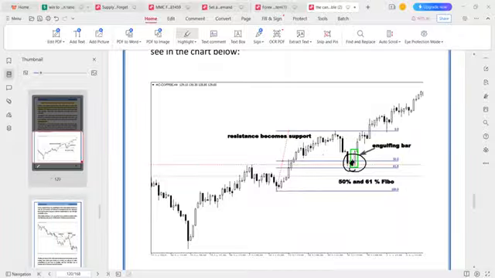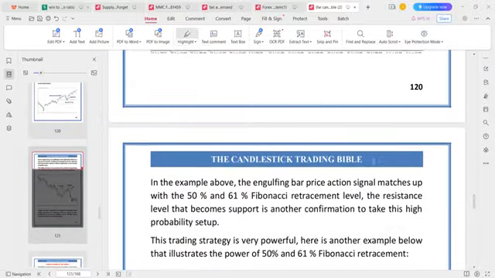So for now, we're just going to go with the book, so that people don't get too confused.